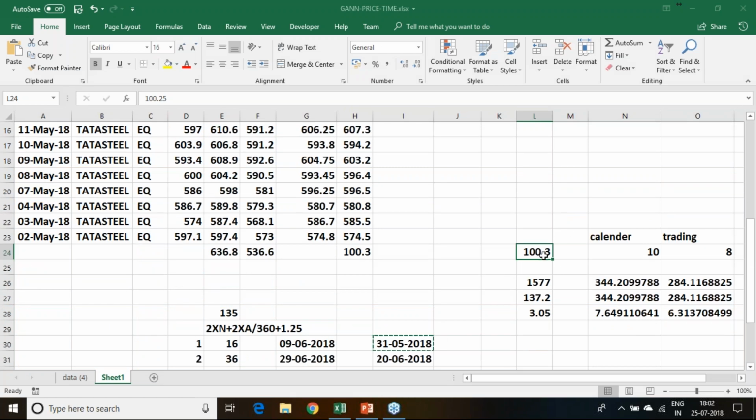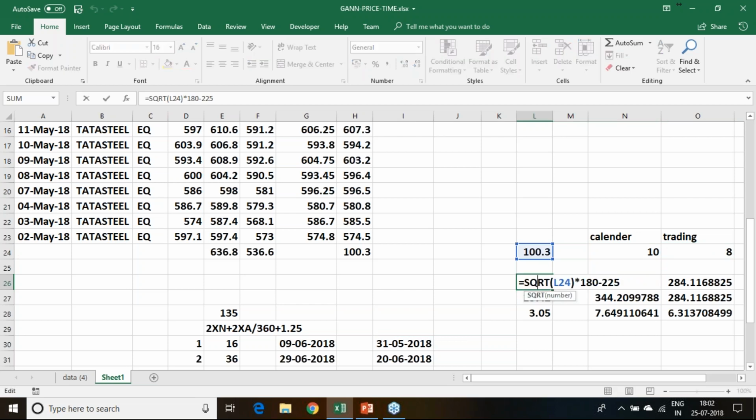Now I am converting 100 to degrees, 10 to degrees and the number 8 to degrees. For converting a number to degrees, I have to take the square root of that number, multiply it with 180, minus 225, because there are 225 trading days in a year. I have to do this for all numbers. Then we have a MOD function in Excel. MOD normally gives the remainder.